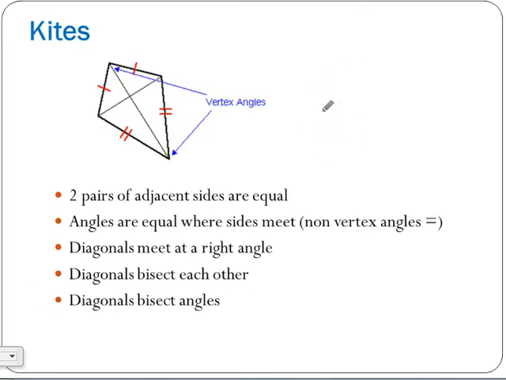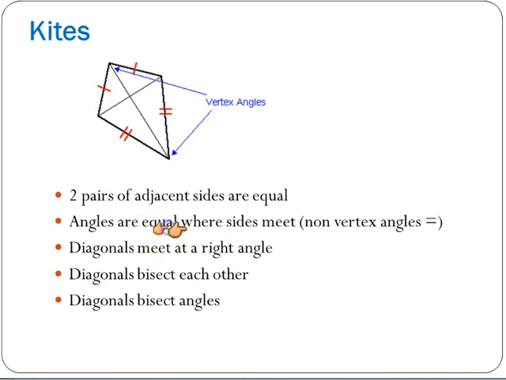Kites. I did want to go over kites, the last thing, really quickly, and then we're going to stop for today. Kites are our last type of quadrilateral we're going to be learning about. And kites look like the type of kite that you can fly into the sky when it's windy out. So a kite is going to have two pairs of adjacent sides that are equal. So here, these two adjacent sides will be equal, and then these two sides are adjacent. Those sides will be equal.